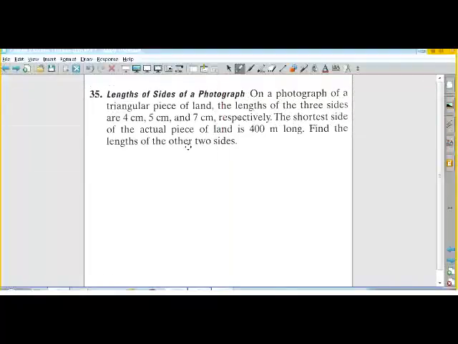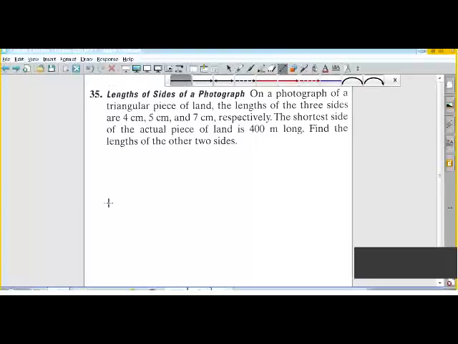And the common thing you'll find is that they're talking about photographs versus real things. So photographs are just smaller representations of the big thing that you see, or maps. Maps are smaller representations of the bigger picture. So we're scaling things. What it says is that a photograph of a triangular piece of land has sides with lengths 4, 5, and 7.